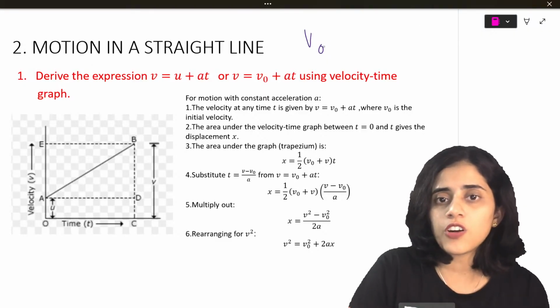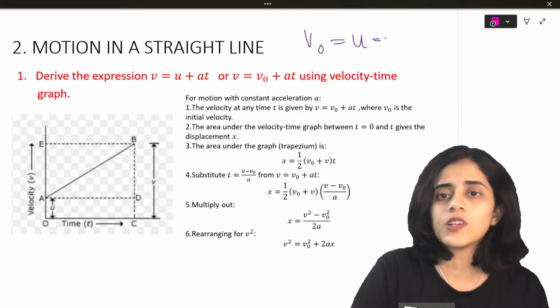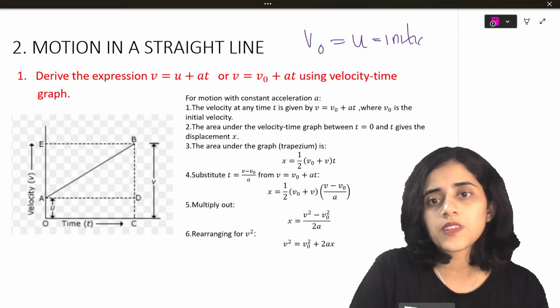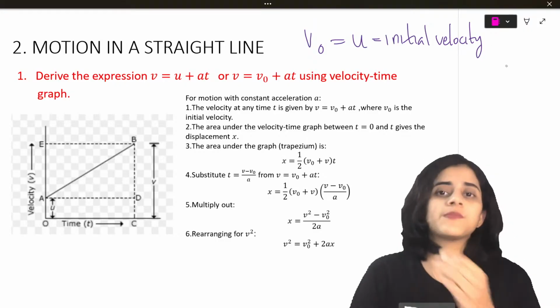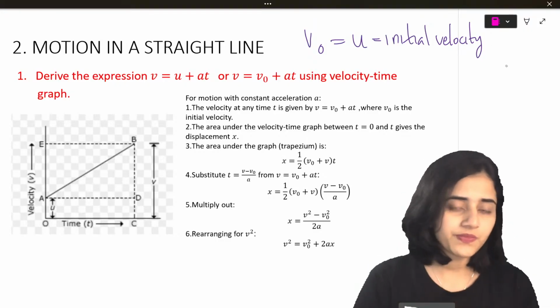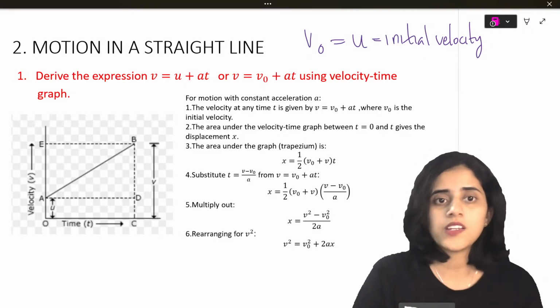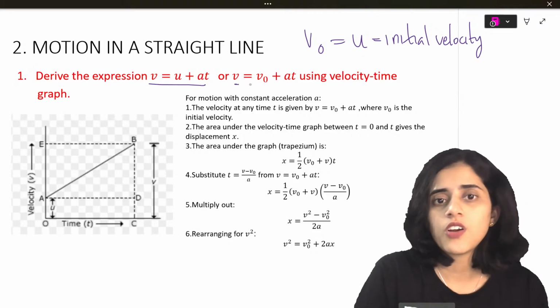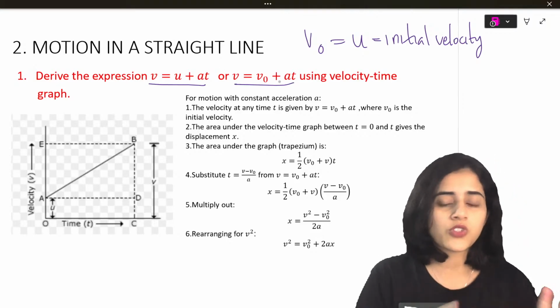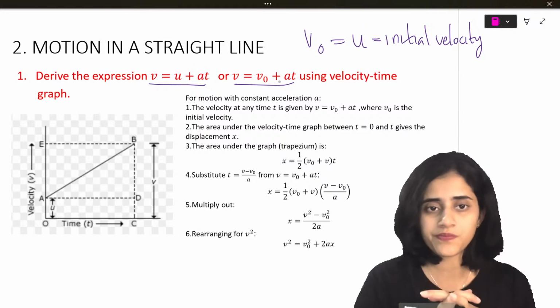V naught is equal to u is equal to initial velocity. V naught and u both are the same. So even if you get this equation or this equation, you should know it's the same thing.